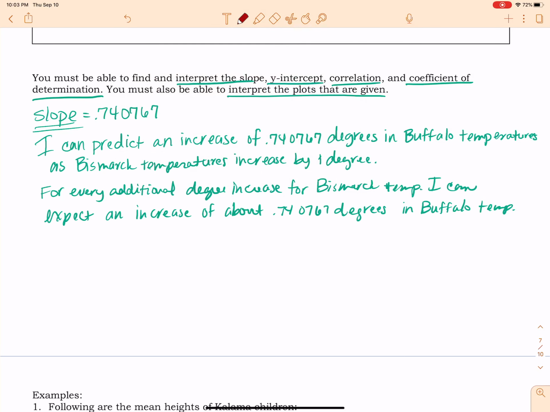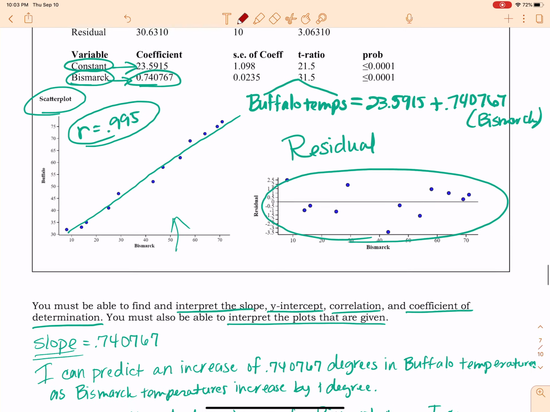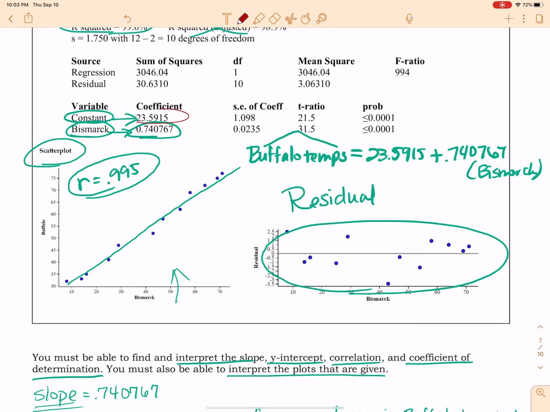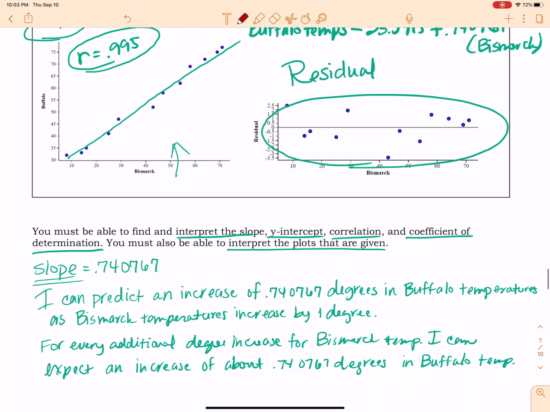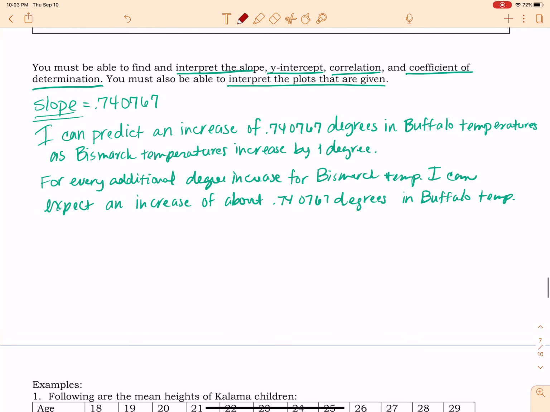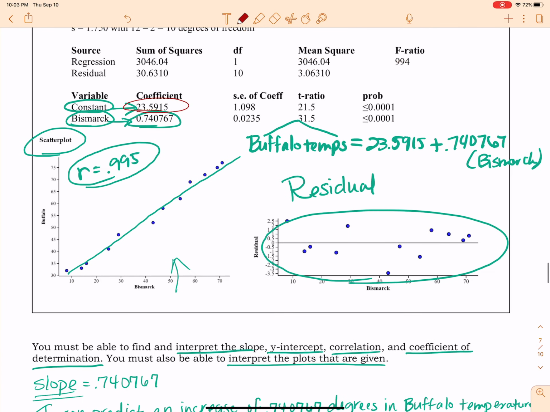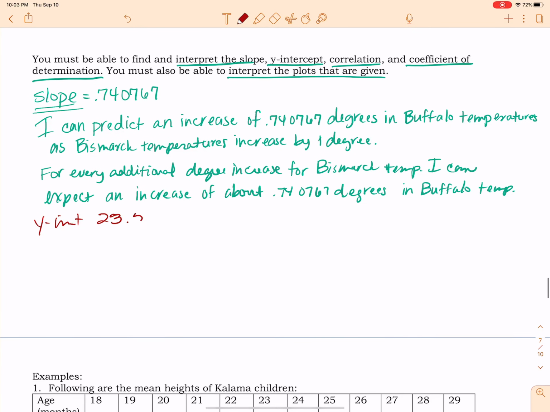Okay, let's use a different color for my y-intercept. Okay, y-intercept. Let's look at our y-intercept. It is 23.5915. Okay, so my y-intercept, I just looked at that and I've already forgotten it. How embarrassing. Okay, so there's my y-intercept.